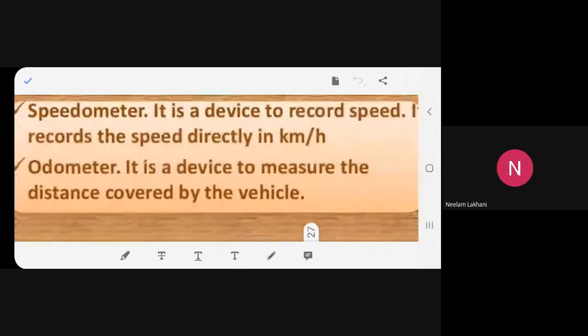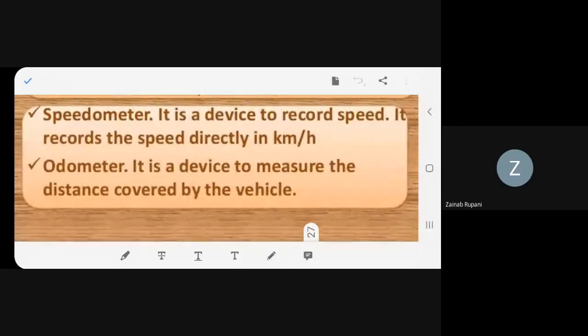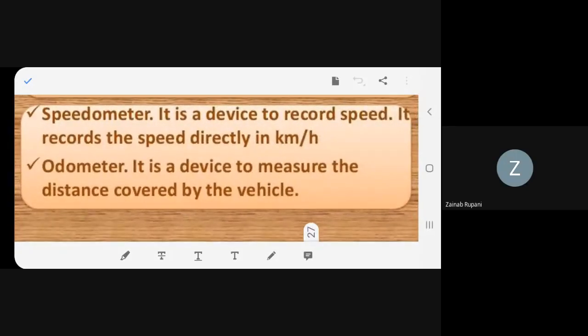Ma'am, can I read? No, let Zainab continue, beta. I will give another slide to you. So we use a speedometer to learn about speed. Please read, beta. Speedometer. It is a device to record speed. It records the speed directly in kilometer per hour.